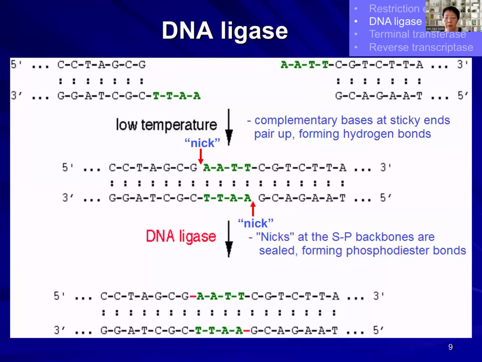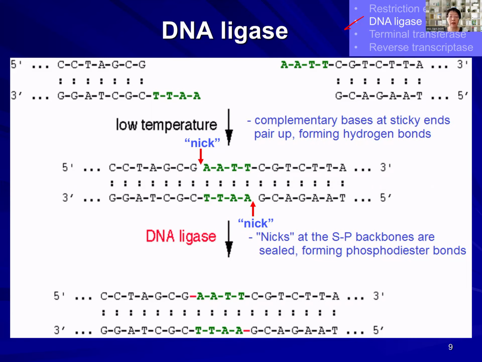So the second enzyme you look at is DNA ligase. Now you already learned DNA ligase is an enzyme that we use during DNA replication, right? To join the Okazaki fragments together, remember? So DNA ligase is an enzyme that's used to join DNA fragments together.